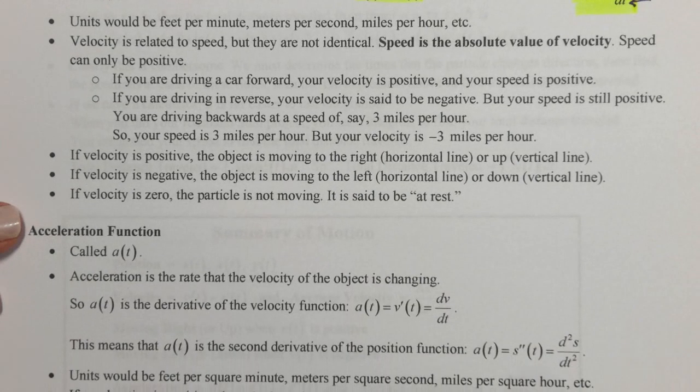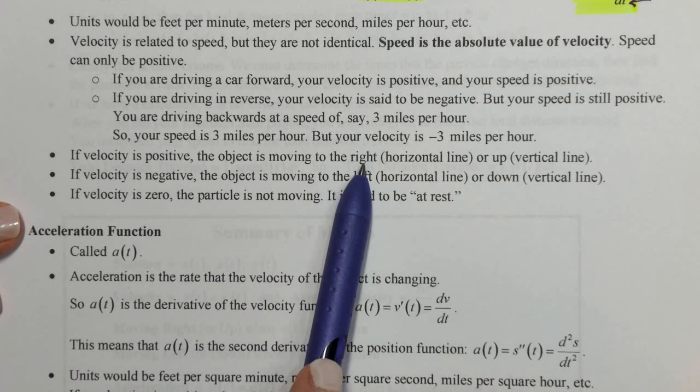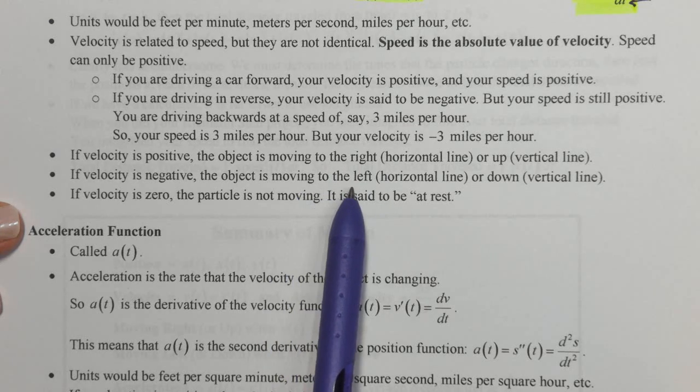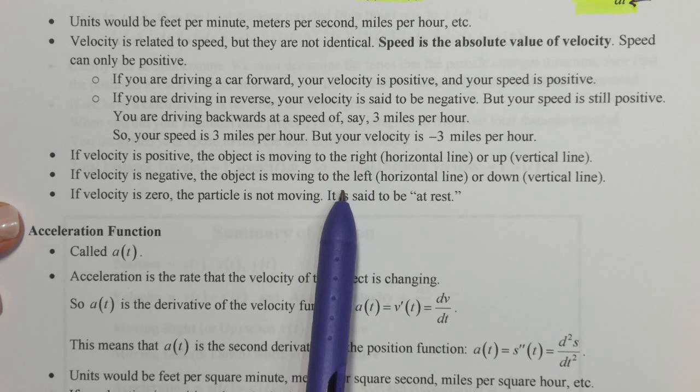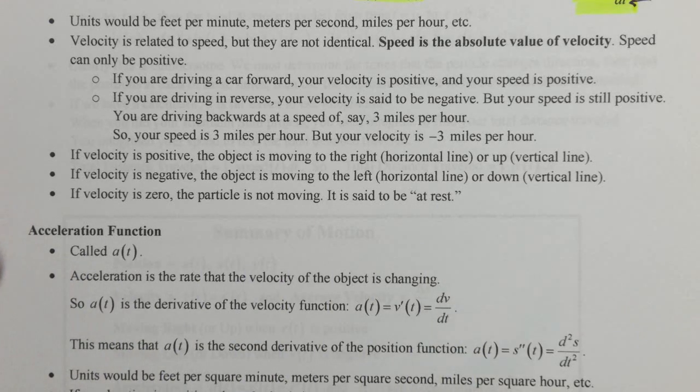If velocity is positive, the object is moving to the right or up. If velocity is negative, the object is moving to the left or down. And if velocity is 0, the particle is not moving at all, and the particle is said to be at rest.